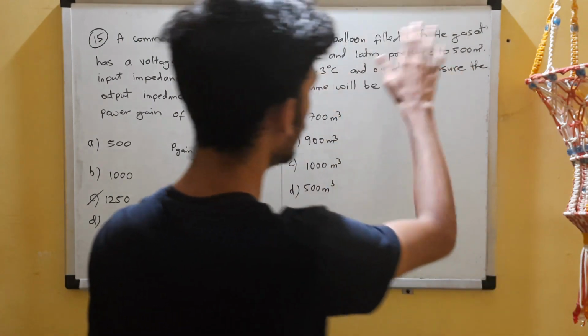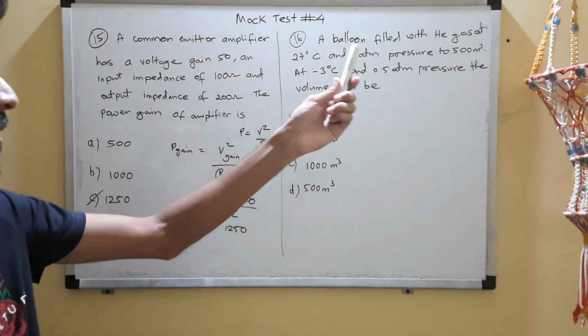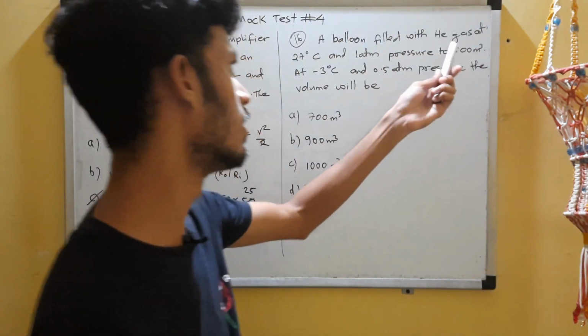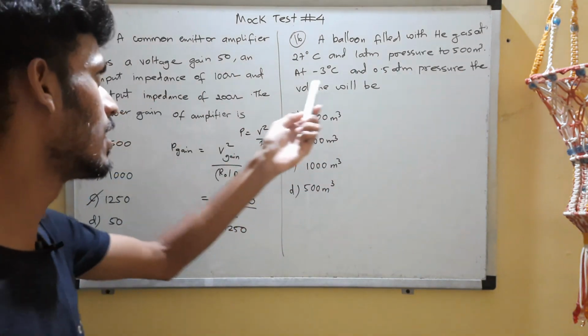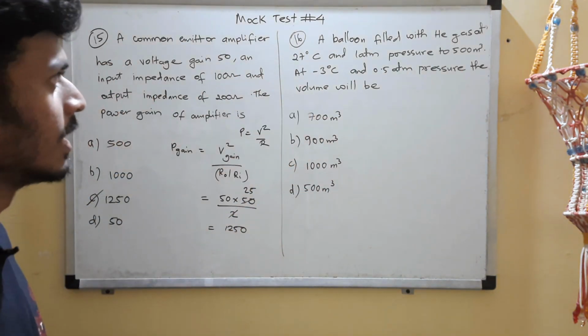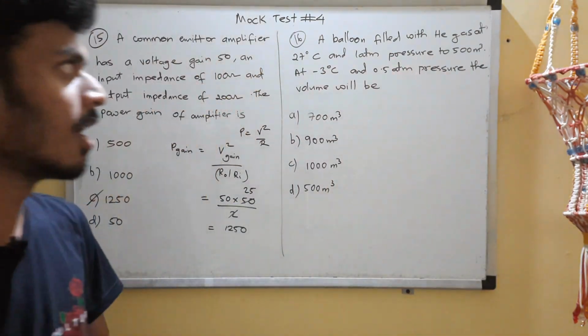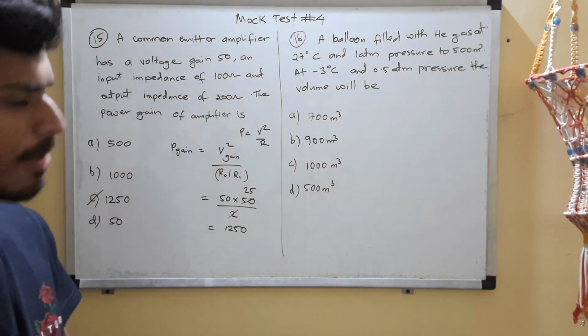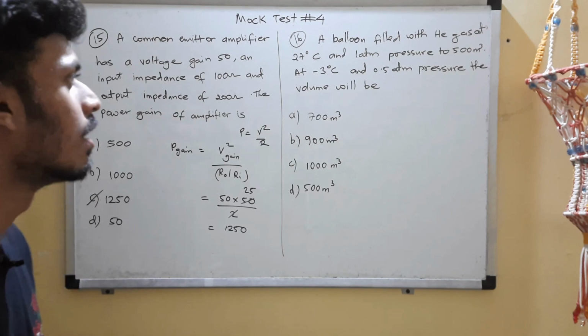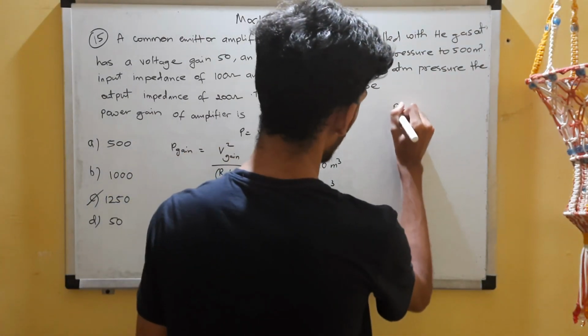We have filled a balloon with helium gas at 27 degrees Celsius. This pressure, the volume it occupies is this, and now we change the temperature and pressure. Temperature is changed, pressure is changed. Now what will be the volume occupied? Okay, so you are just supposed to use PV is equal to nRT two times.